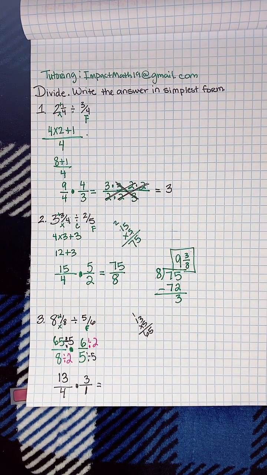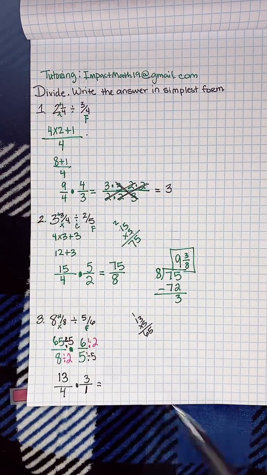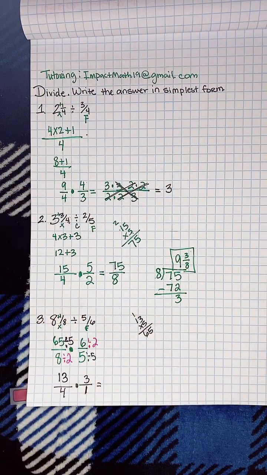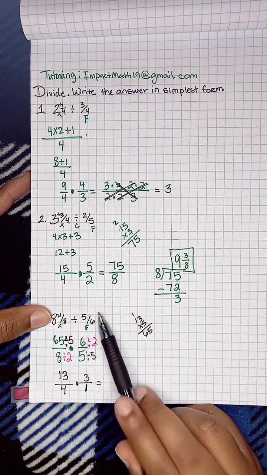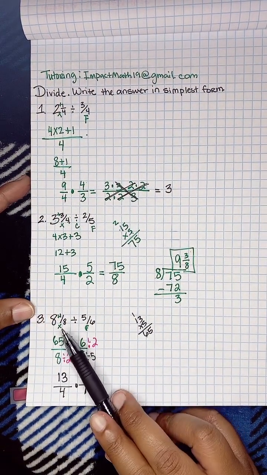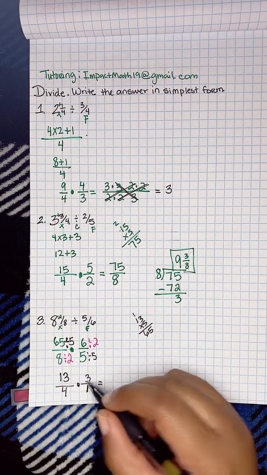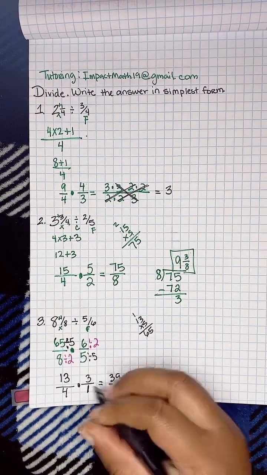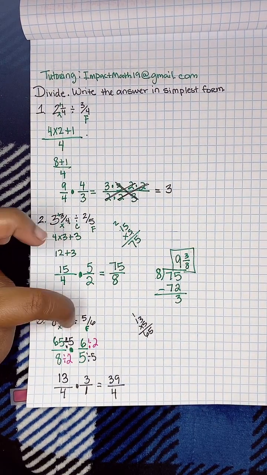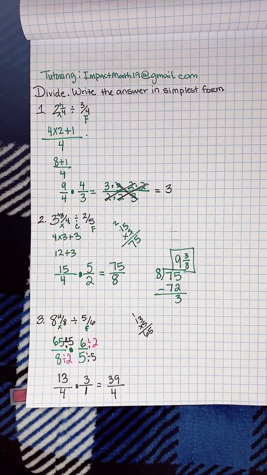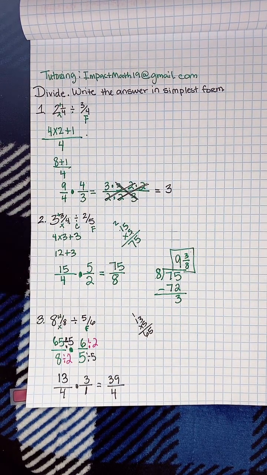How do you know when to flip? So the left side always stays the same, and if you're challenged, do the little L with your hand. The right side always flips. That's a great question. So 13 times 3 is 39 over 4 times 1 is 4. You're flipping this side because you're changing this to multiplication. So you always flip the side that comes after the change of the operation.